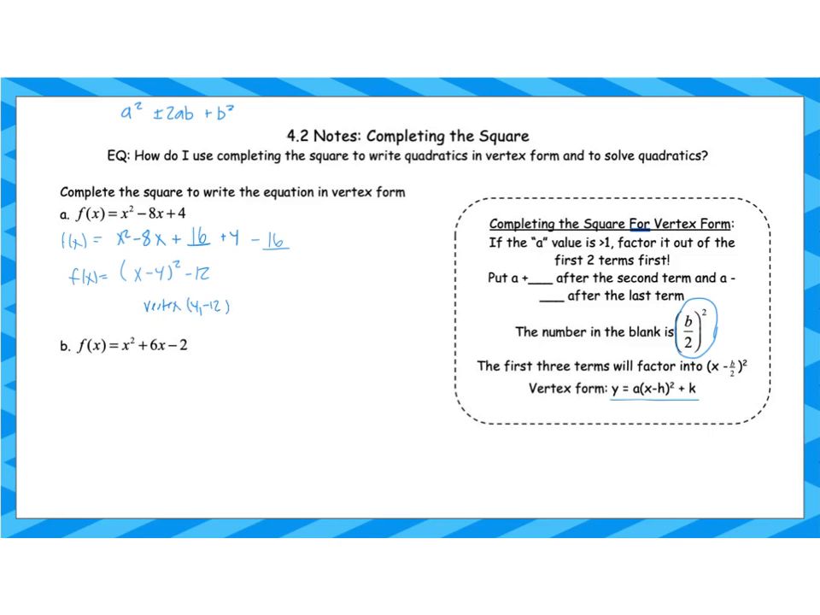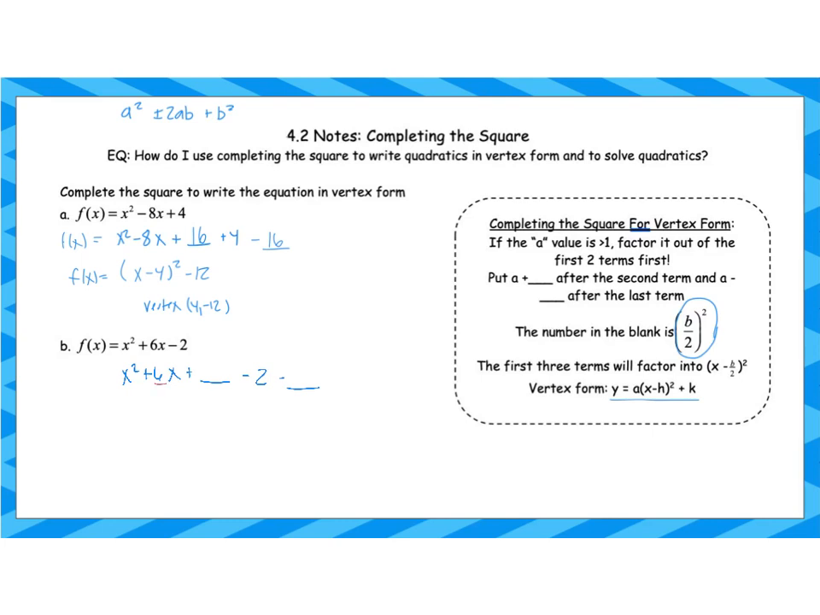All right, so now let's look at this next one. Same idea. We're going to go ahead and do x squared plus 6x plus blank so that we can create that perfect square trinomial. Then it's going to be minus 2, and because we want this equation to stay balanced, we're going to do minus blank. So the number that's going to go in the blank in this case, it's b divided by 2 squared.